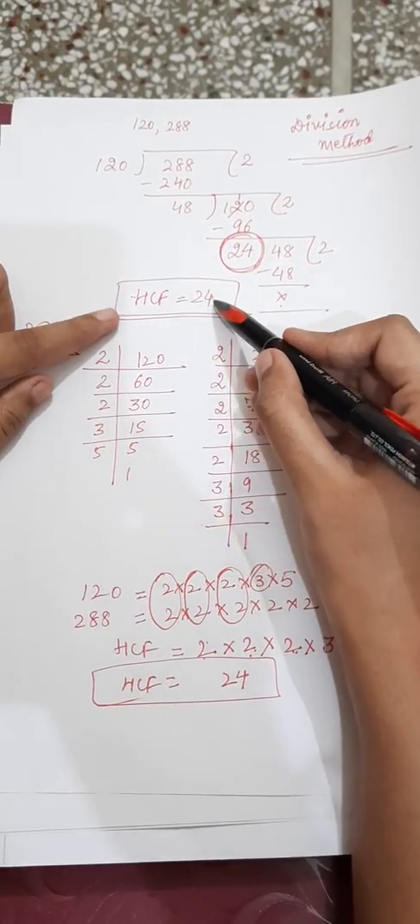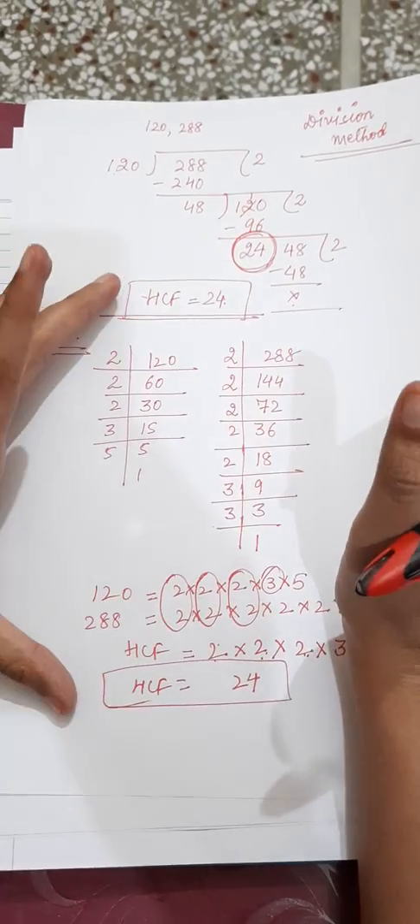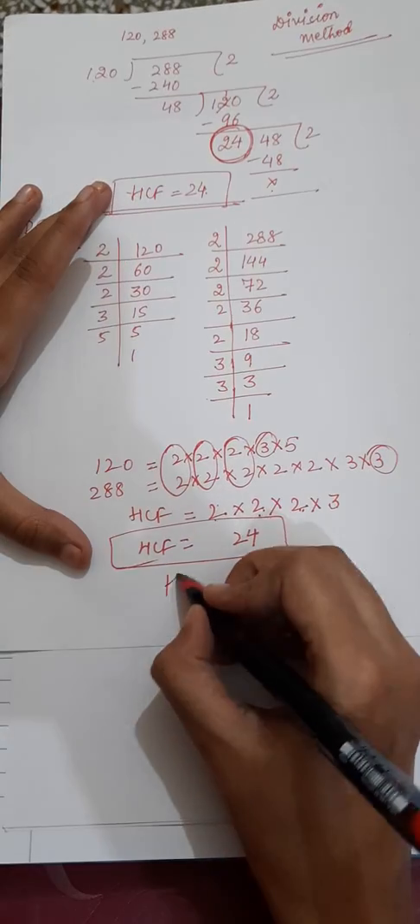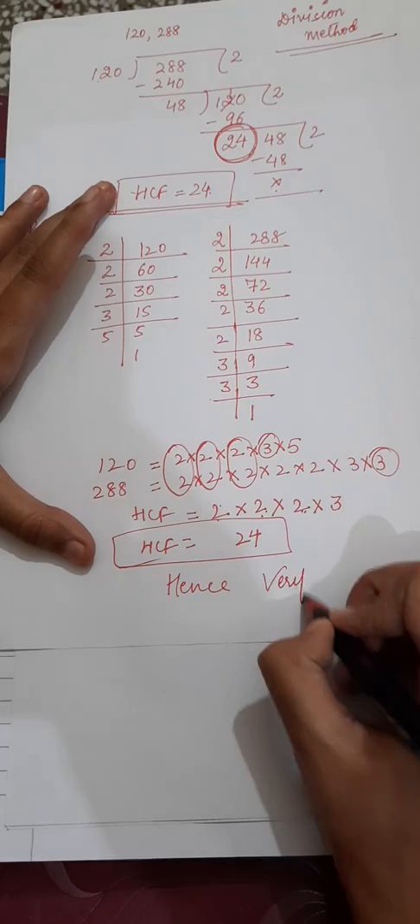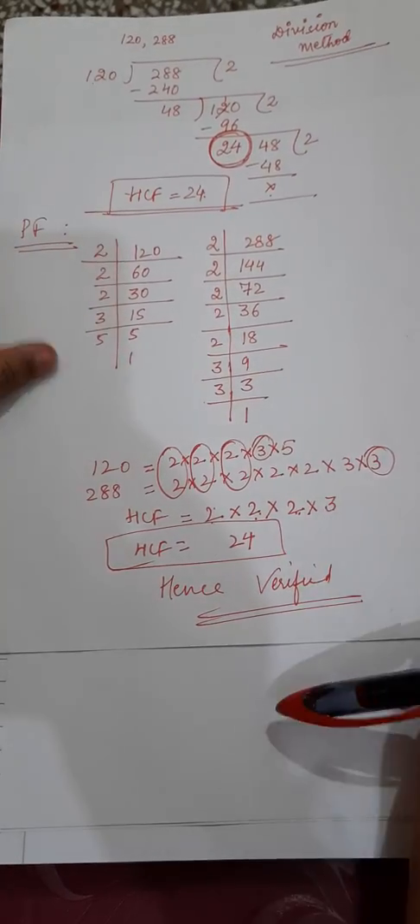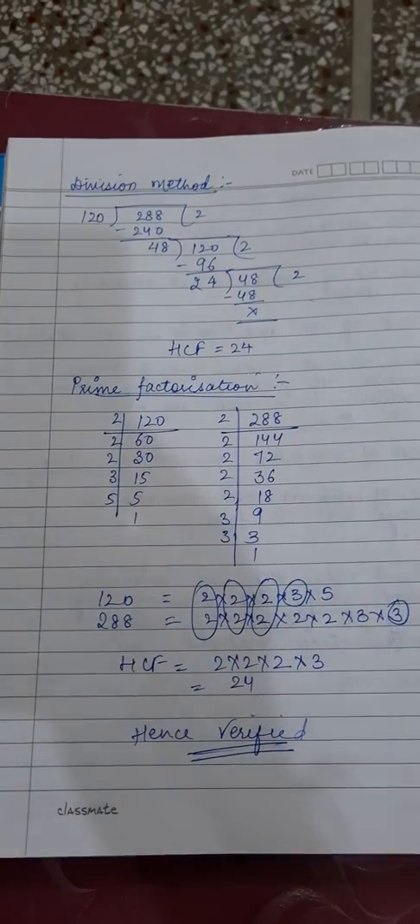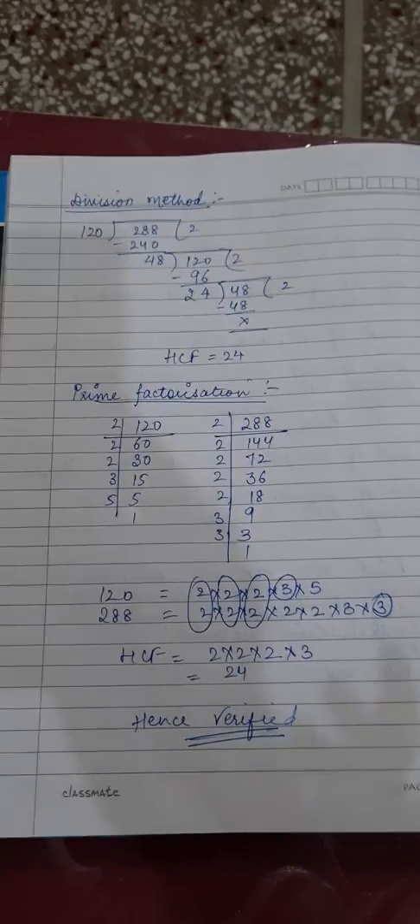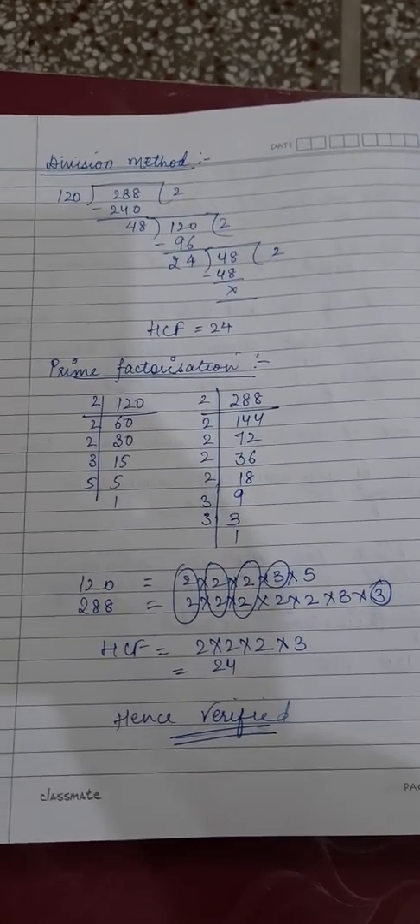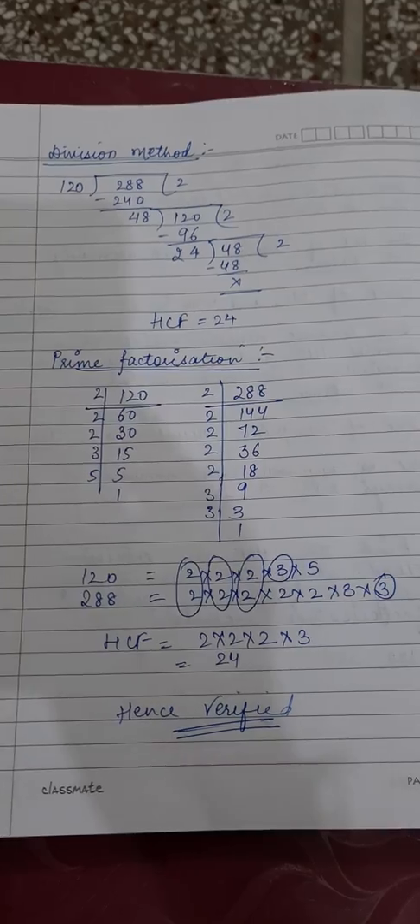Here also HCF is how much? 24. So you can see the answer is coming correct on both sides. That means the answer is hence verified. That's how you're going to do this question. Okay, so you can see the solution in this. You can pause the video to note it down.